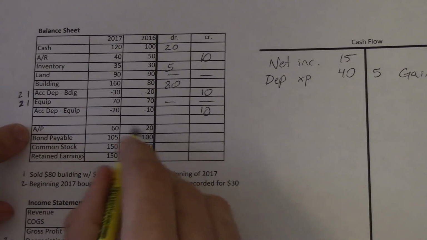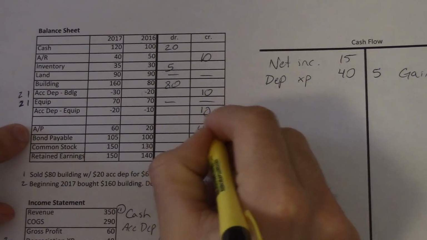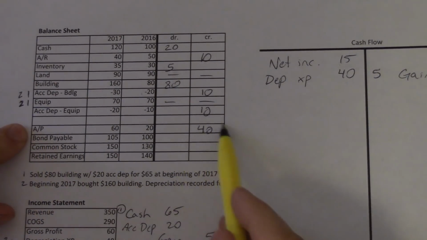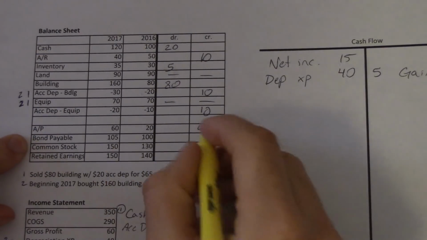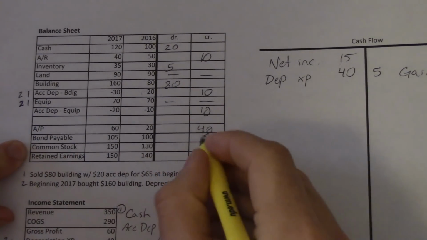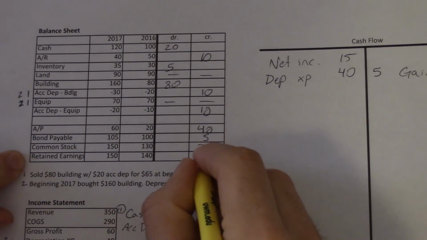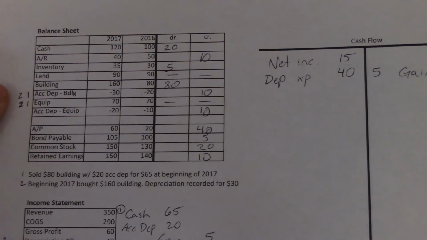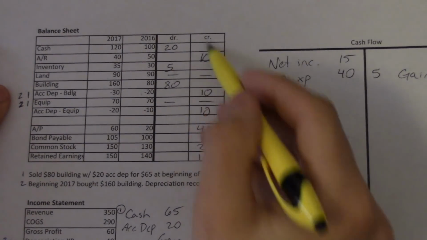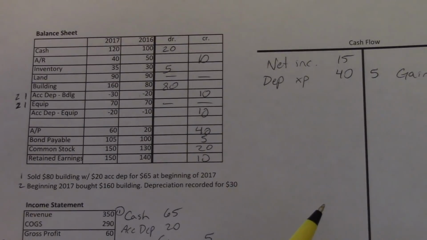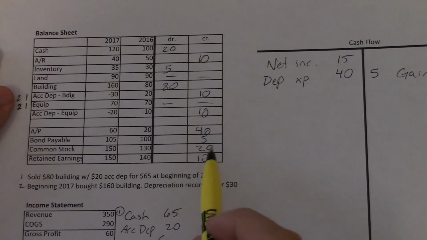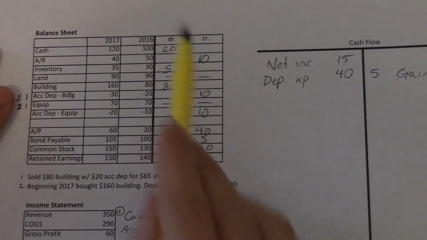Accounts payable, we started at 20, increased to 60. That's a credit of 40. Remember, these are liabilities, so liabilities and equity, so an increase is a credit. Bonds payable increased by 5. Common stock increased by 20. Retained earnings increased by 10. There we go. And a good check is to make sure your credits equal your debits. And it looks like 10, 20, 30, 70, 90, 105. Looks like they equal.